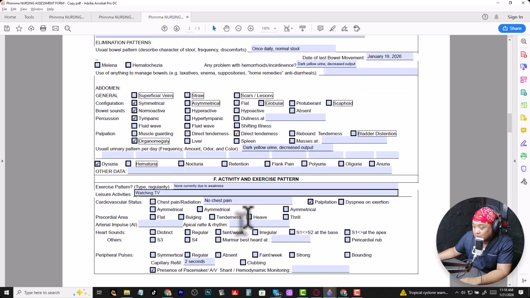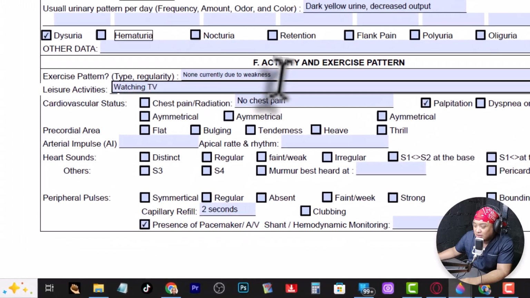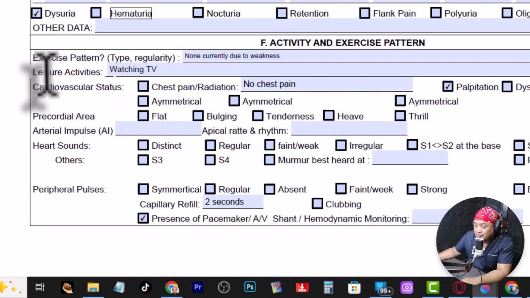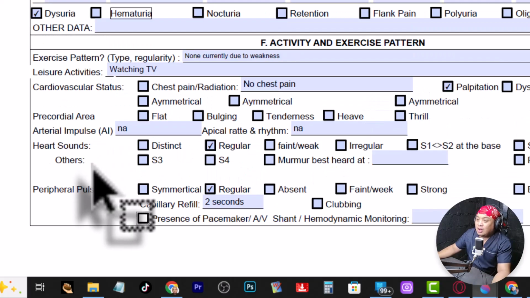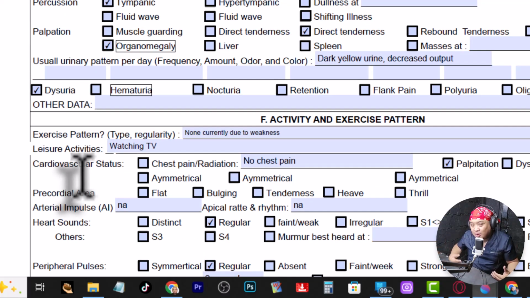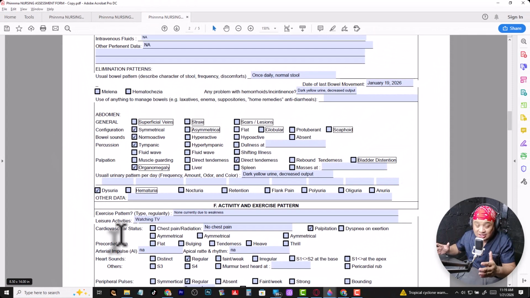Then what else do we have here? I'm going to put no currently due to weakness. Leisure activities, watching TV, cardiovascular status, no chest pain. So there you go. Feel free to explore our page 2 of the nursing assessment form.